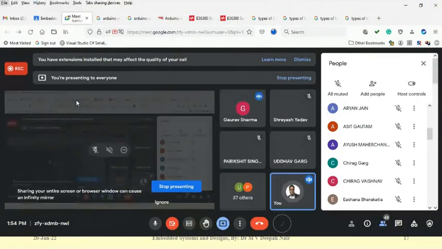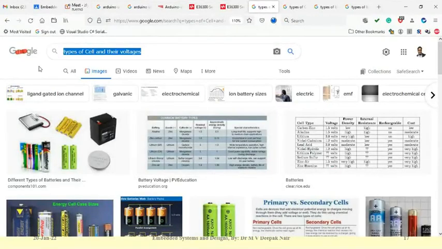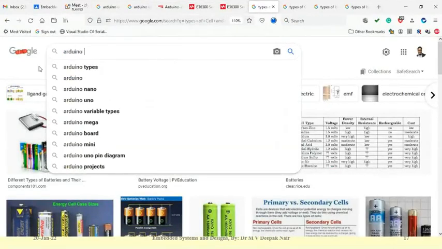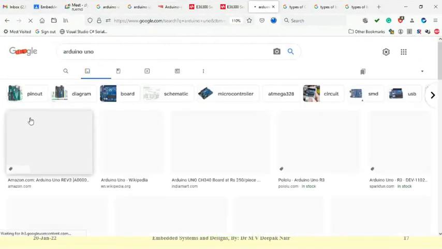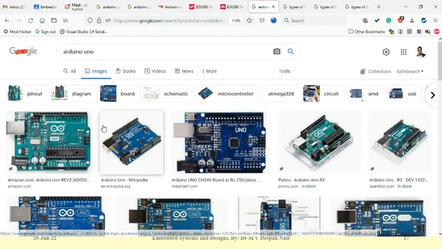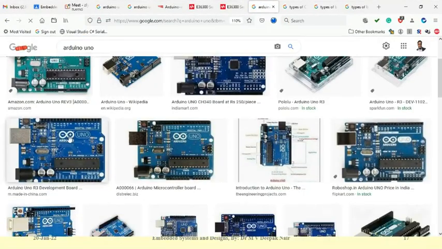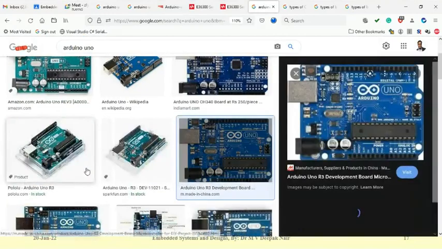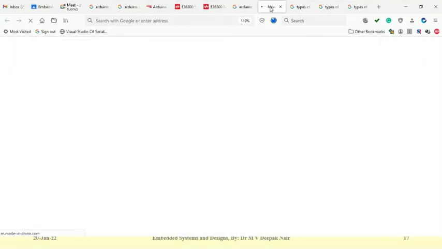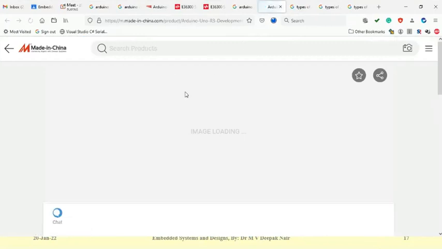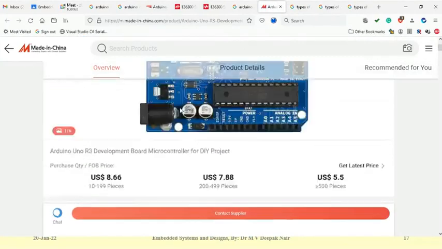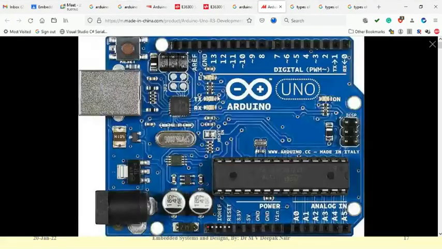How many of you know Arduino? Almost everyone knows Arduino. Okay, let's go to Arduino. You know about Arduino, right? Arduino Uno. This is the most common board which is used almost everywhere in the market. So Arduino is a company which uses a microcontroller to design the board.